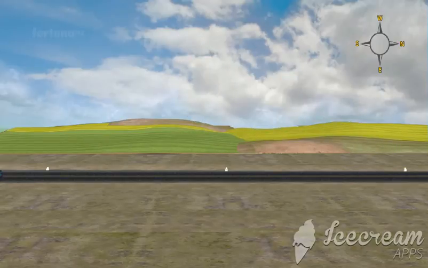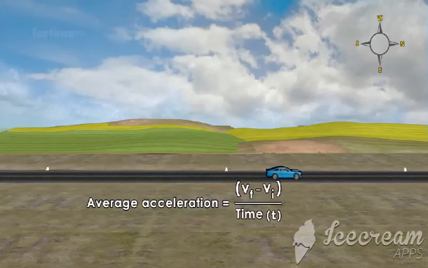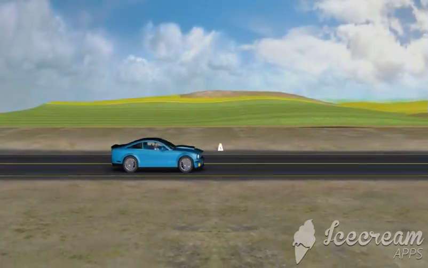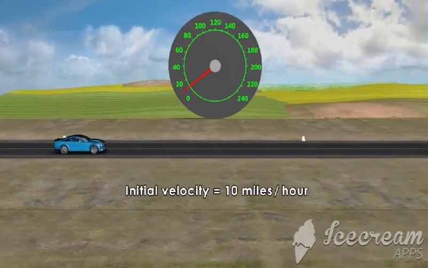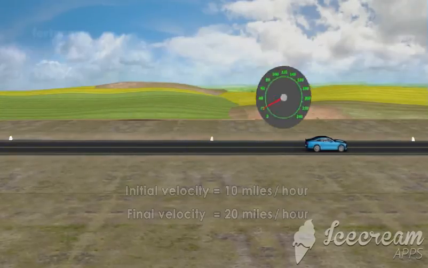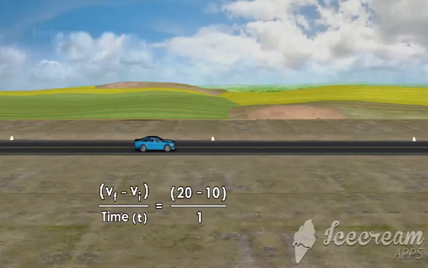The average acceleration of an object can be calculated using the equation: average acceleration is equal to the difference between the velocities, Vf minus Vi, divided by time, where Vf is the final velocity and Vi is the initial velocity. In our example, the initial velocity is 10 miles per hour and the final velocity is 20 miles per hour. Substituting the values in the equation, we get 20 minus 10 divided by 1 hour.